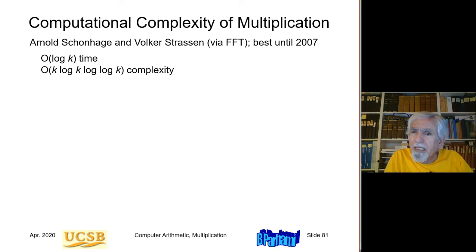Now, theoretically, the computational complexity of multiplication, until 2007, Schönhage and Volker Strassen's algorithm using FFT was the best known algorithm. It had an order k log k time complexity, an order k log k log log k circuit complexity or hardware complexity.